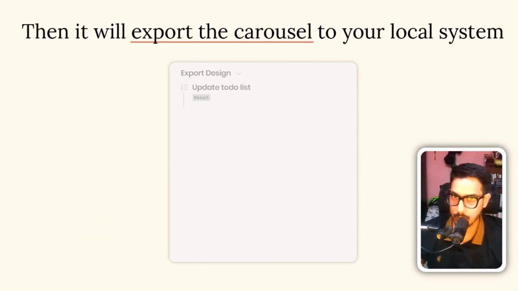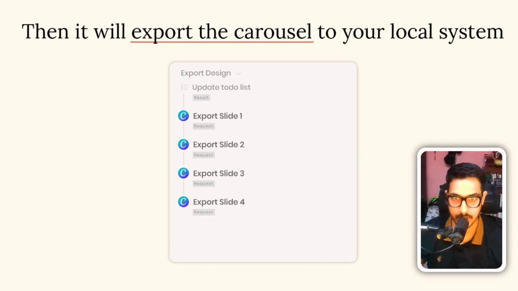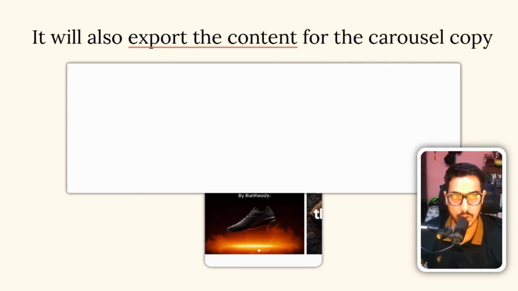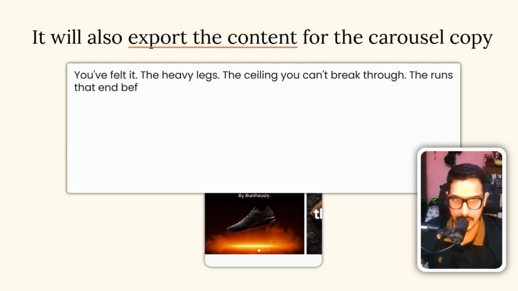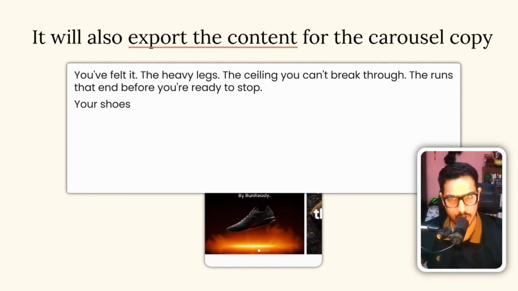What it's also going to do is export all these carousels. So you can see it started an export process. And then it's also going to write the carousel copy, and it's going to export it to your local folder. So you'll see that the copy reads, you felt it, the heavy legs, the ceiling you can't break through, the runs that end before you're ready to stop. Your shoes were never built for this.